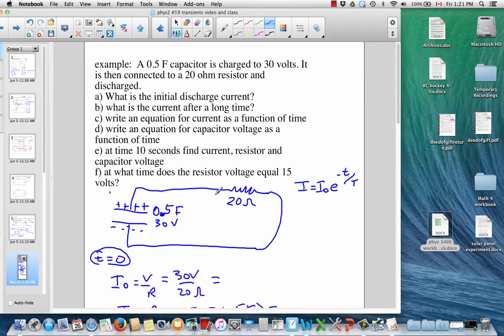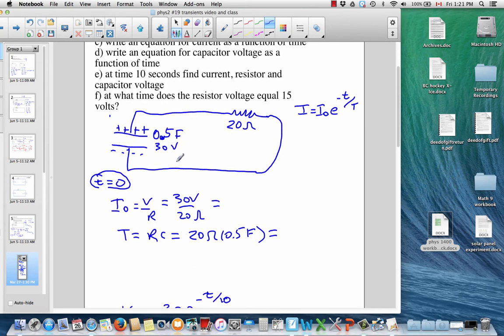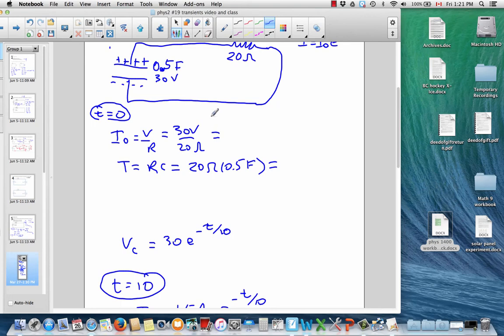So pause now and give it a try. Okay, so let's see how you did. So here we had a charged capacitor, and it was charged to 30 volts. So it's going to discharge through the resistor, and the initial current is just 30 volts over the 20 ohm resistor. So that would be 1.5 amps of initial current.